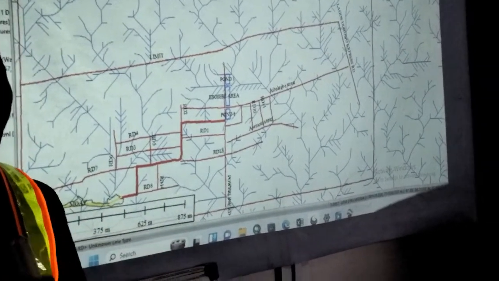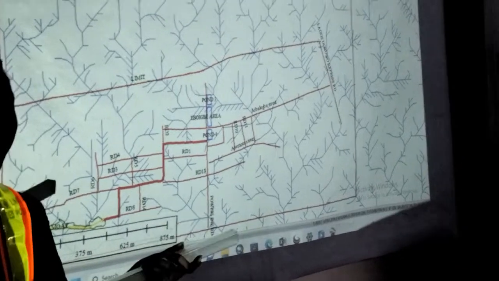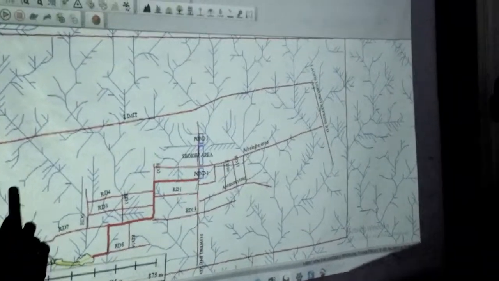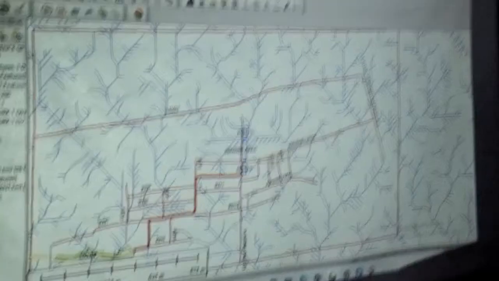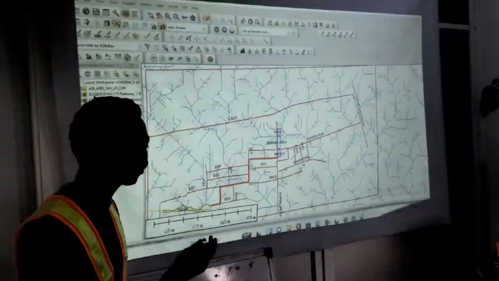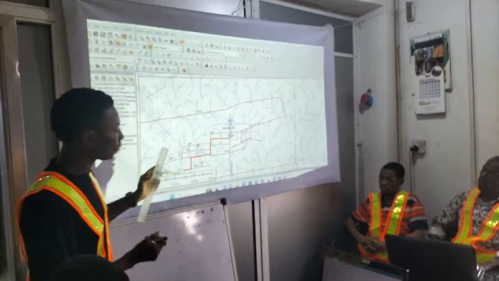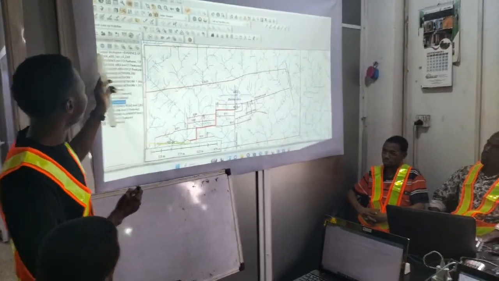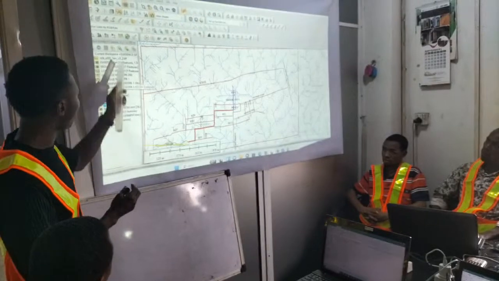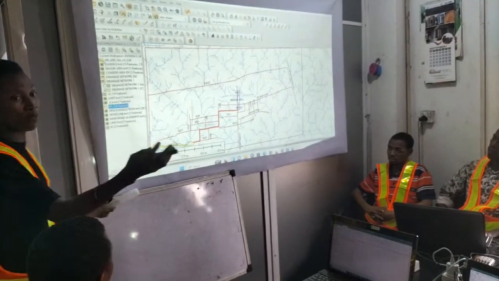Sometimes you'll be asking, what is the essence of a digital elevation model? Now, the digital elevation model shows you the natural flow path of this area of study. From here, you see the digital elevation model. Can you please click on it to open it so you can have a view of how it looks like?